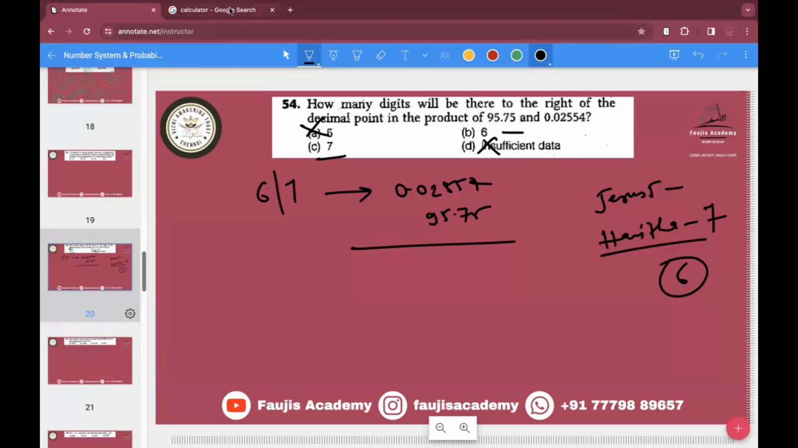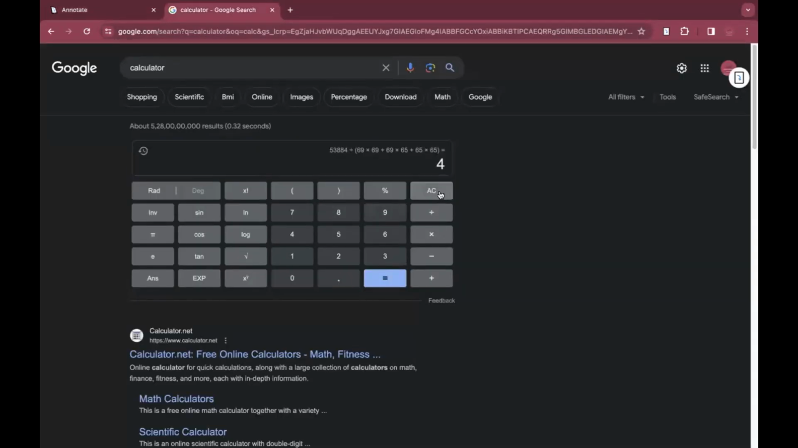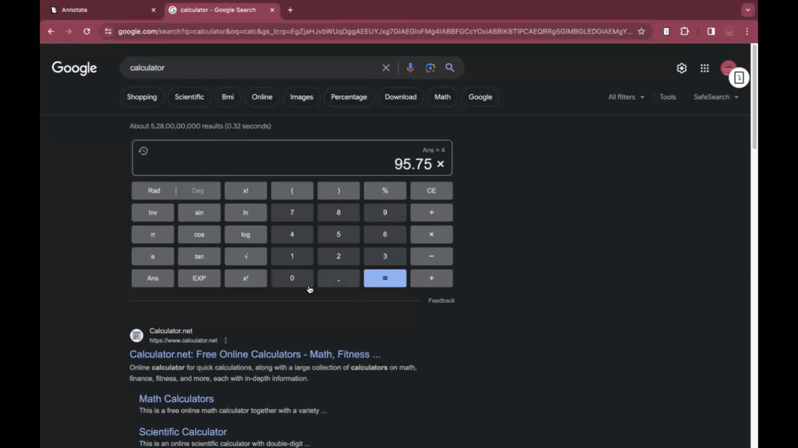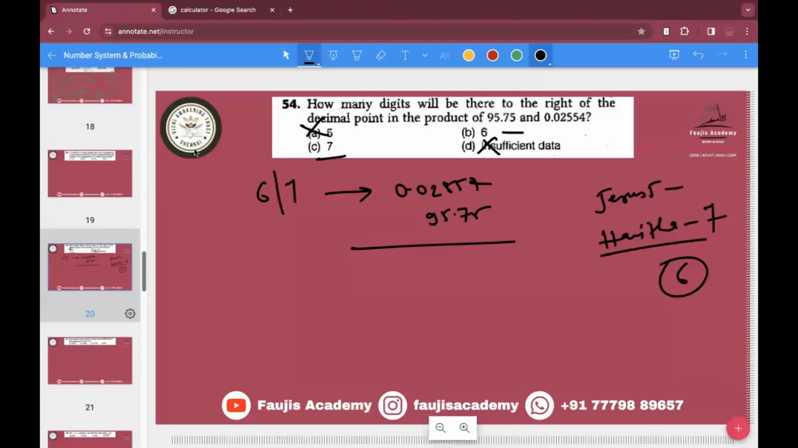We got the calculator on 95 into 7.5. 95 into 7.5. What is the other number, guys? 0.02554. 0.02554. 1, 2, 3, 4, 5, 6. Harita, it's 6. Yes, sir, it's 6.